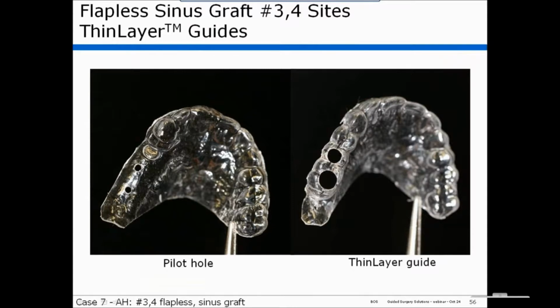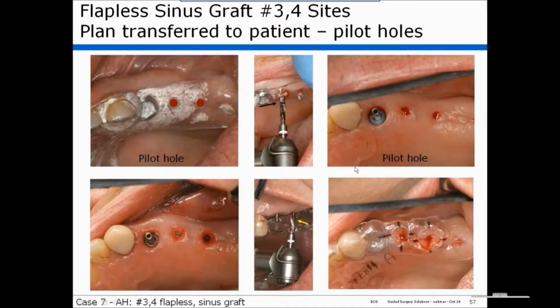We used, again, the same principle. The 2 points of the trajectory are defined sequentially instead of all at once with a tube. We have a pilot hole guide and we have a thin layer guide. So the pilot hole guide is in place. We drill through to create our pilot holes. Then, in the bottom panel, you can see we're placing a drill through the guide hole centered to depth.